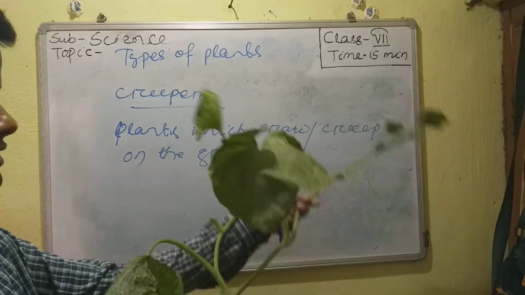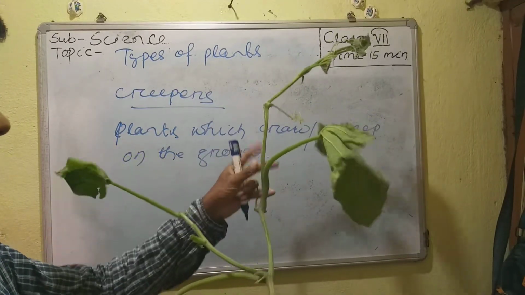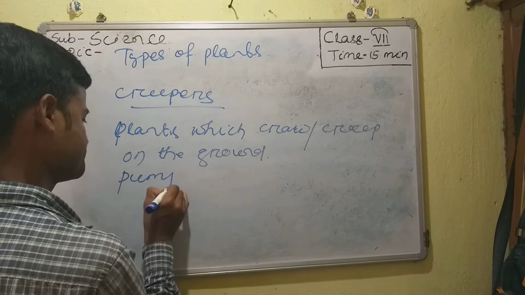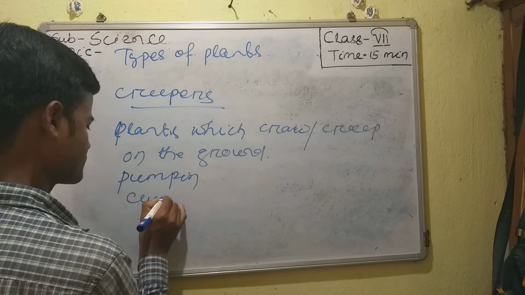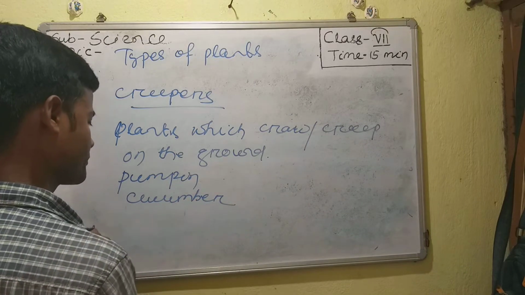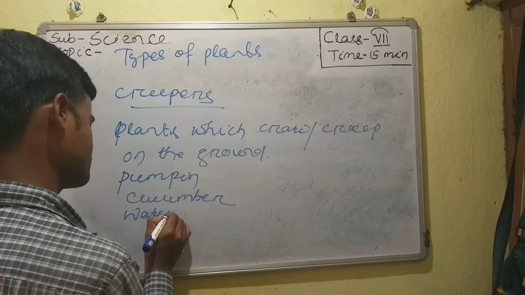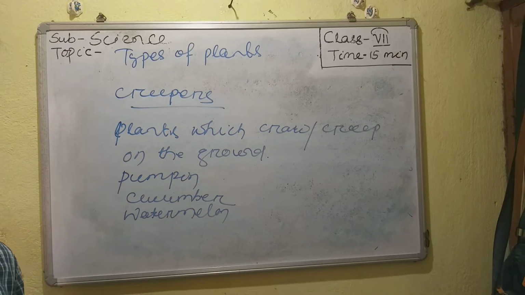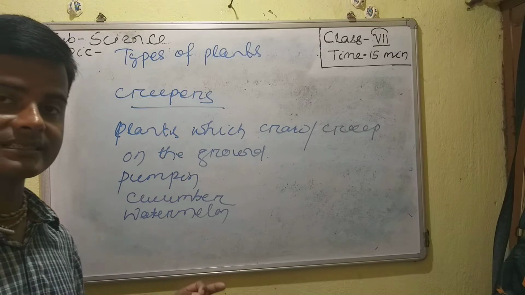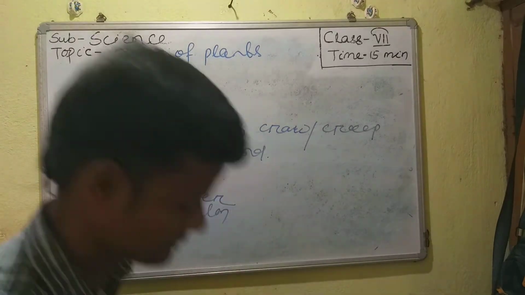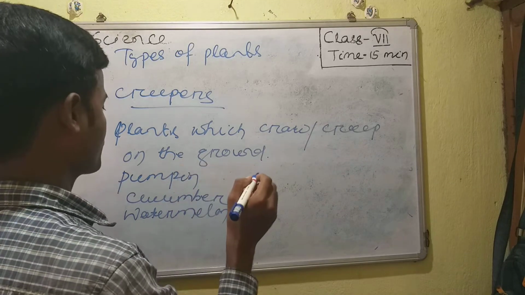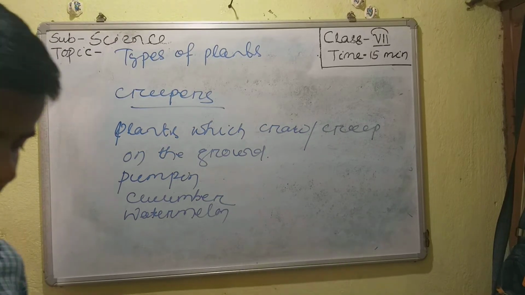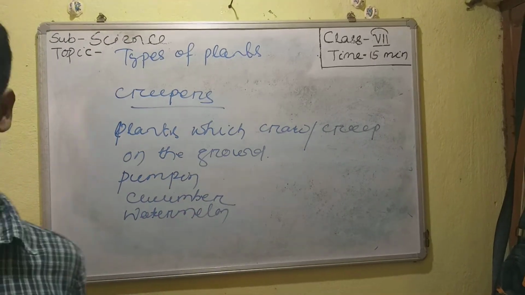I want to show you a plant you must have seen in your home. It is a pumpkin plant. You see, it is pumpkin, right? These plants have heavy fruits, big fruits, like pumpkin, we can say cucumber, watermelon. These are the plants which creep on the ground. They cannot stand upright because of their heavy fruits, and this plant's stem is also weak. Plants which crawl or creep on the ground are known as creepers. So this is all about types of plants.